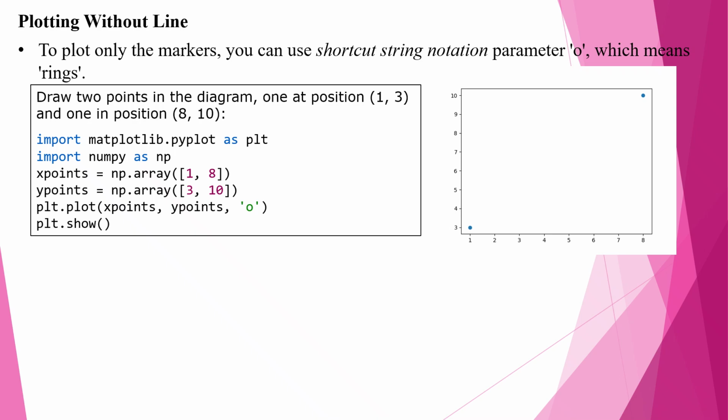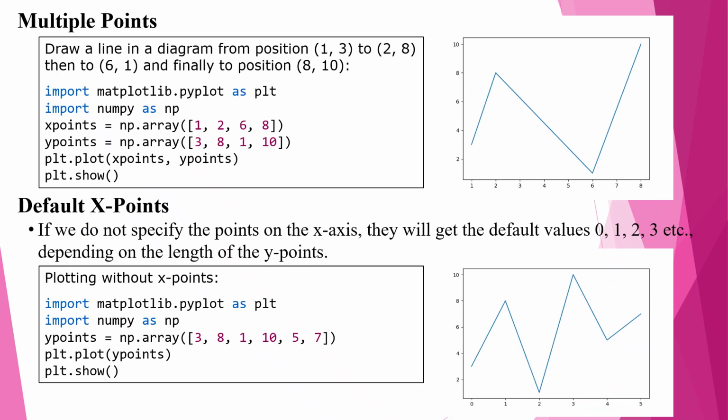The plot function is then used to display these points, and the parameter 'o' specifies that only markers should be shown instead of connecting the points with a line. Finally, the show function is called to display the plot on the screen. This example highlights how specific data points can be visualized clearly without drawing lines between them.